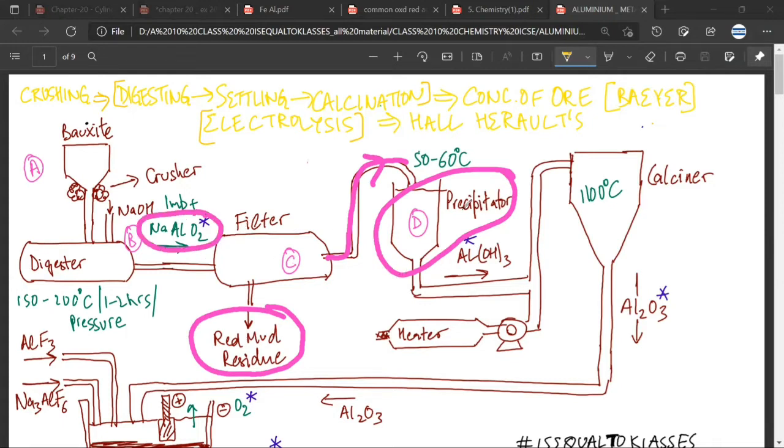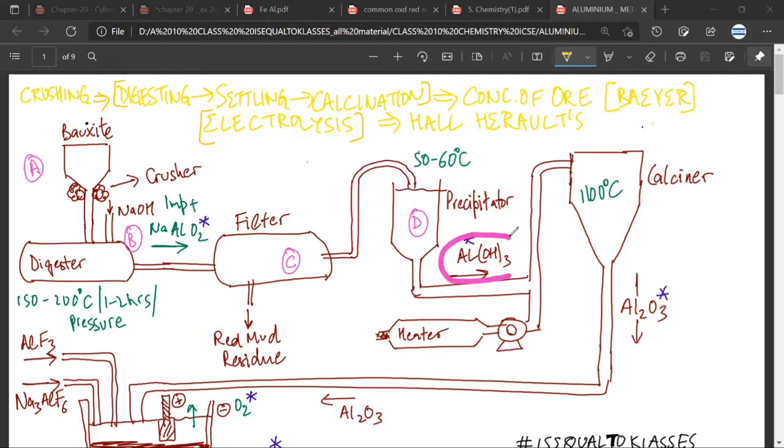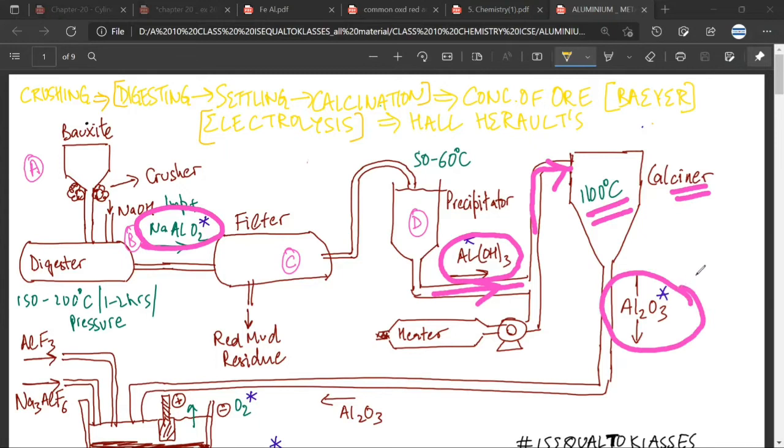This product, when it reacts with water, forms aluminium hydroxide. You see this aluminium hydroxide? Yes, sir. Aluminium hydroxide is insoluble in water. So here, this compound which was formed was soluble in water, but aluminium hydroxide is insoluble in water. So using the precipitate, I'll take aluminium hydroxide out from this. Then this feed of aluminium hydroxide will go to this calciner. This calciner is nothing except heating the aluminium hydroxide at very high temperatures so that you get Al2O3 and water; basically you are removing water from this compound.